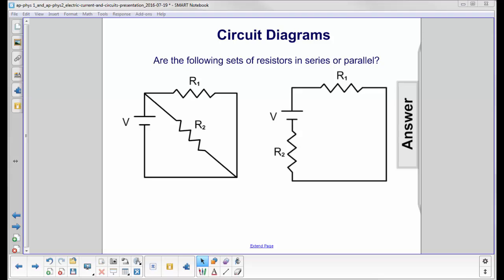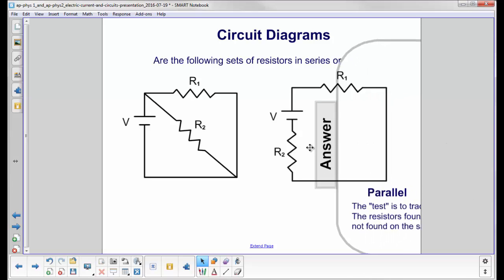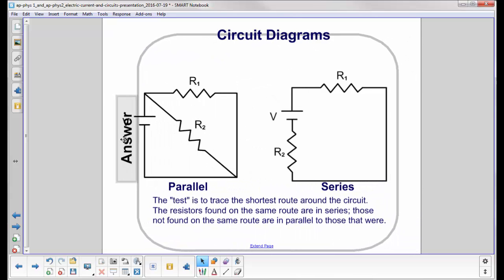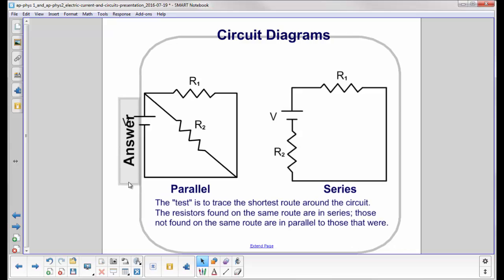Are the following sets of resistors in series or parallel? And take a minute here, and then we'll pop the answer tab out. If you need to pause the video, please do. Okay, we're back. So let's pull this out neatly here. And that's pretty good. This one is parallel. This is series. Why? There's a test you can do.